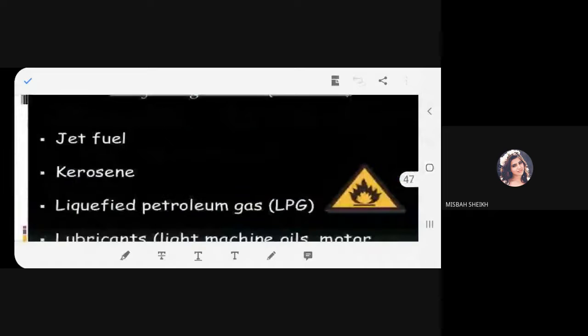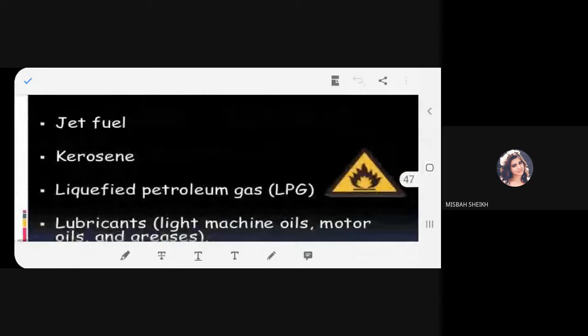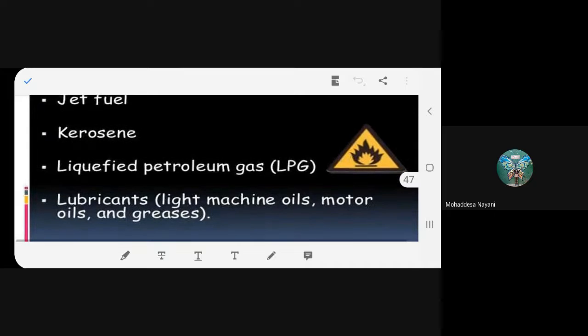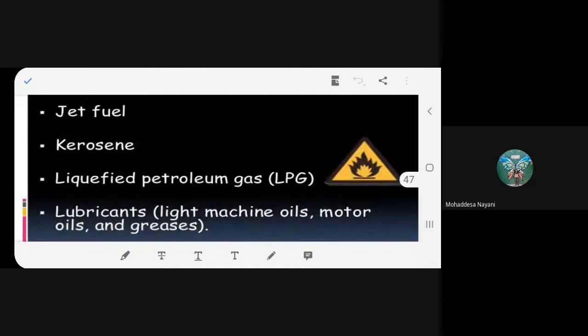Now the other fuels are these. Read, beta. Jet fuel, kerosene, liquefied petroleum gas, LPG, lubricants, light machine oils, motor oils, and greases. The other fuels that we get from the crude petroleum are jet fuel. Now, what is jet fuel? It is used for aviation, that is for aeroplanes. Then we have kerosene, you know what is kerosene, I think so. We have LPG, that is liquefied petroleum gas.